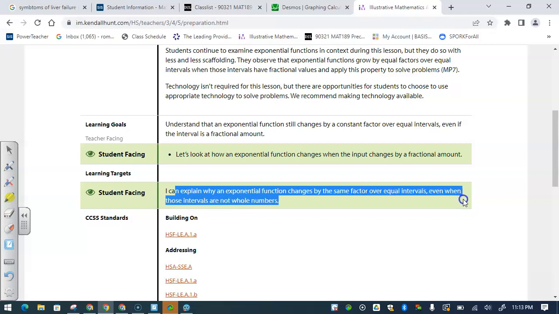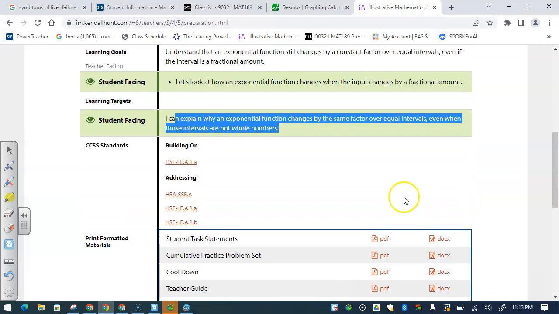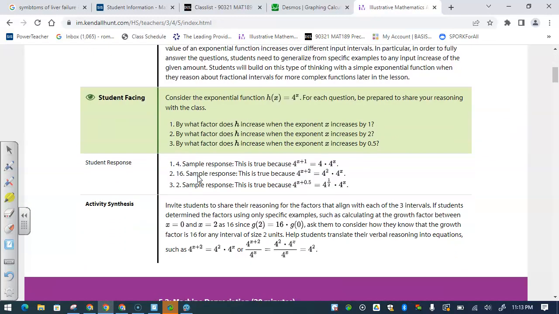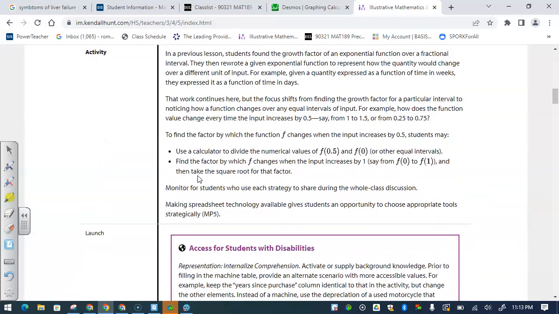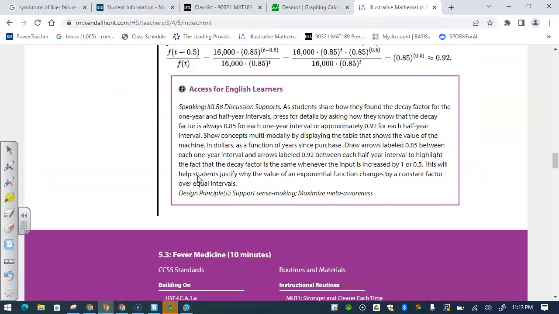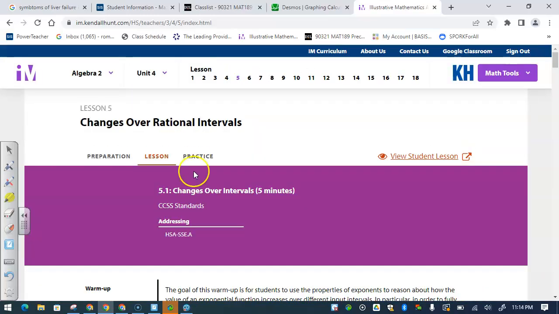So we will investigate what this means, and straight away I'm going to go to the cumulative practice problem. As I said, I'm making these videos to help all students. The tasks of the lesson could be done in the class or using the Desmos activities 5.1, 5.2, 5.3, and then including the cool down. But here I would like to do only the practice problem because we don't get enough time in the classroom, and that's why I'm making these videos.